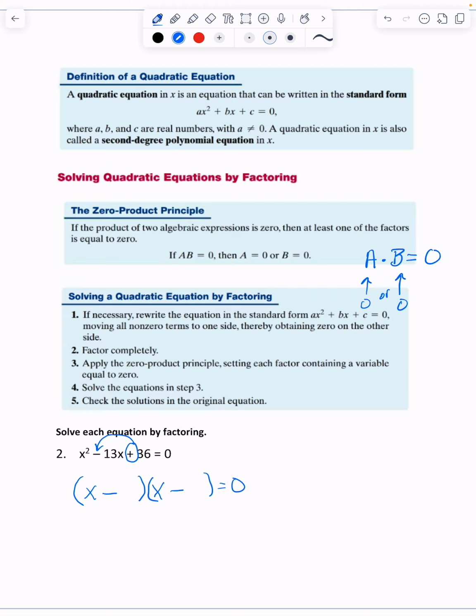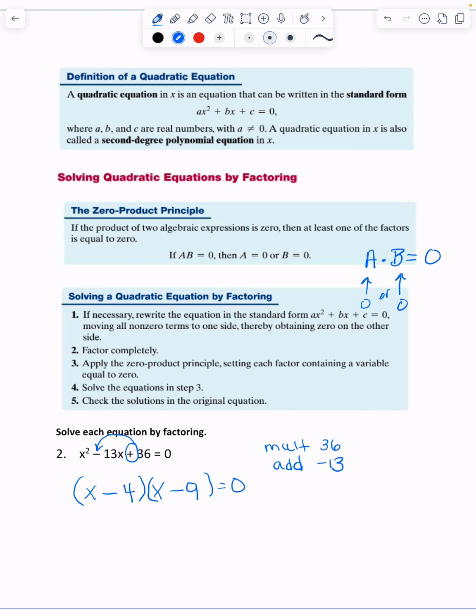And with the easy trinomials, I'm looking for two numbers that multiply together to give me my last term of 36, but add together to give me my middle term of -13. So if I think about that, a -9 and a -4 will add together to give me -13, and when I multiply them, they're going to give me +36. So here's where the zero product principle comes in.